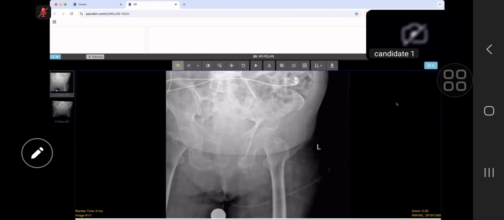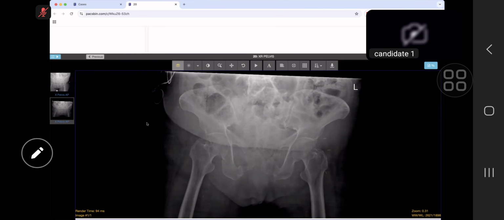Apart from that, I can see a few metallic clips in the subcutaneous tissue, more centered on the left side. There is generalized osteopenia, and the right SI joint appears mildly widened. However, the left one I'm not able to appreciate well. The upper femora, the visualized parts, appear grossly unremarkable. If there is any other view where I can see the pubic bones better, I would like to see it and comment on them.